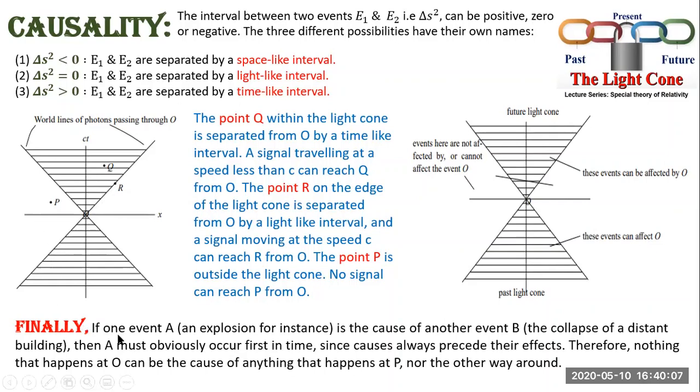Finally, if one event, let's say event A, an explosion for instance, is the cause of another event B, the collapse of a distant building, then A must obviously occur first in time, since causes always precede their effects. Therefore, nothing that happens at O can be the cause of anything that happens at P, nor the other way around.